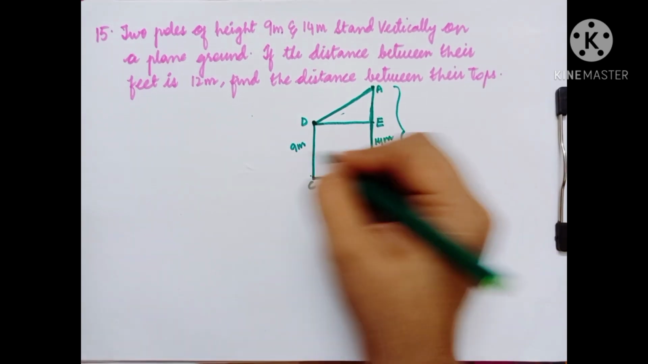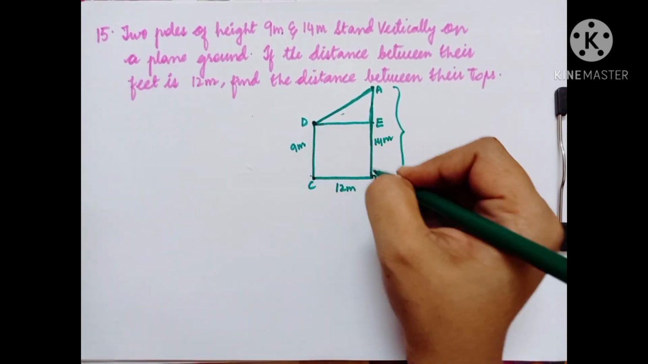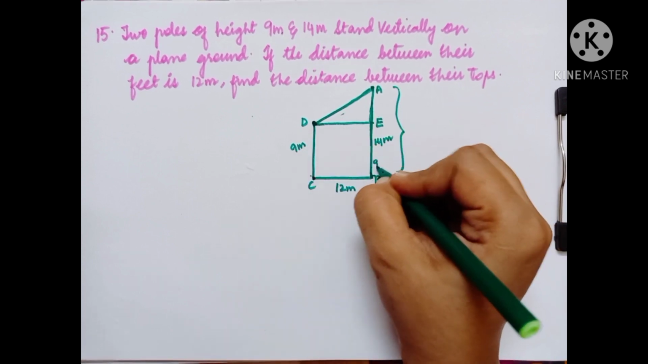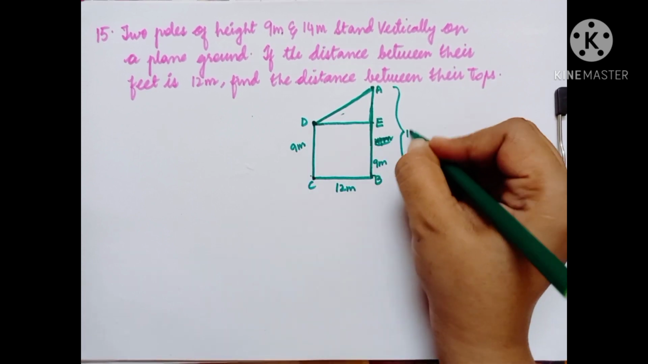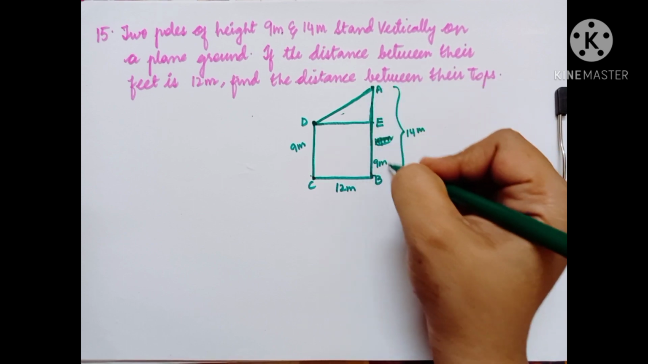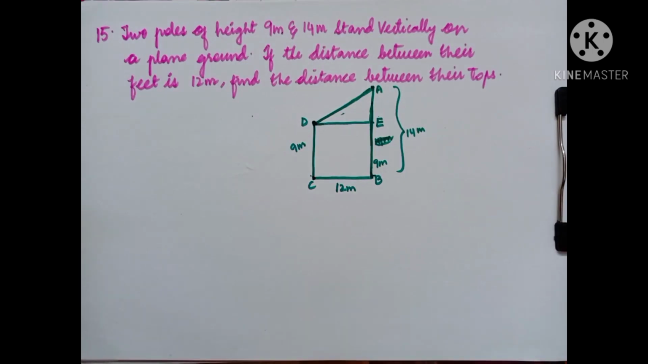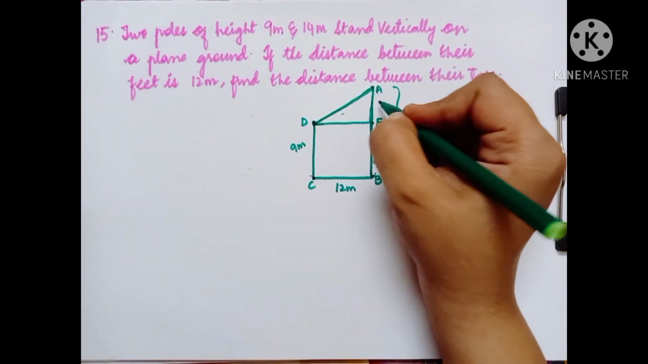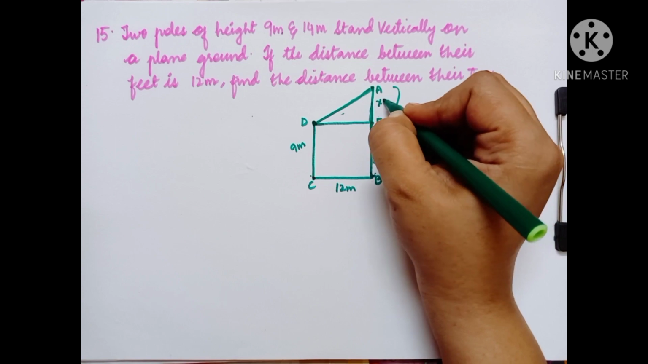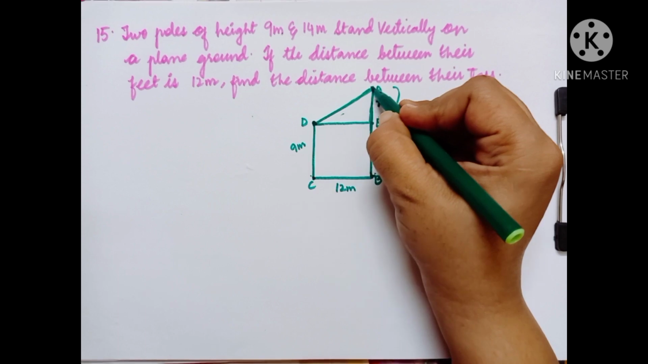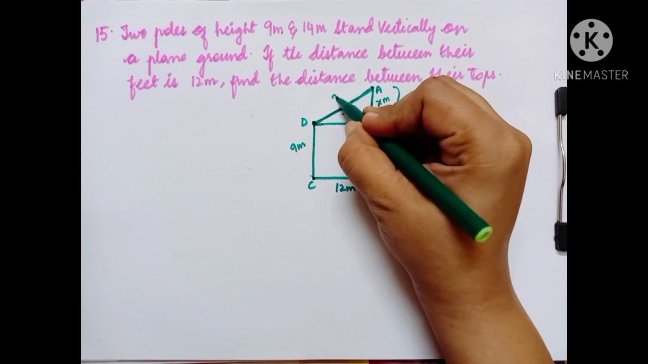Because this is nothing but a rectangle, where opposite sides are equal. So this is 9 meter means this is also 9 meter, and let me write 14 meter over here, because 14 meter is nothing but the full measurement of this pole. So 9 meter is from E to B, and A to E we don't know. Let us just assume it as X meters. Now you need to find the distance between the tops. That means this part you need to find out.